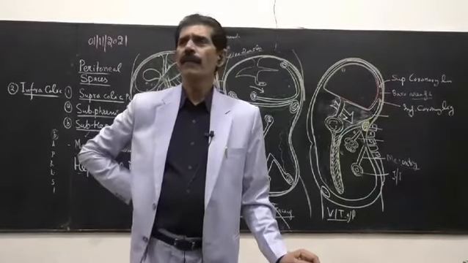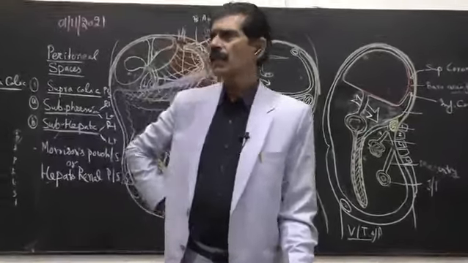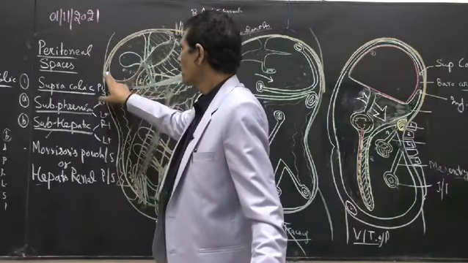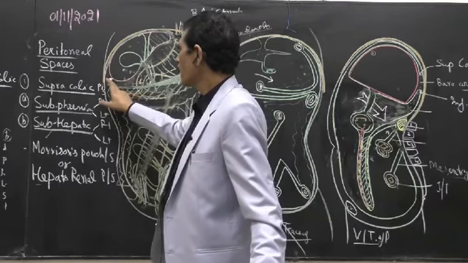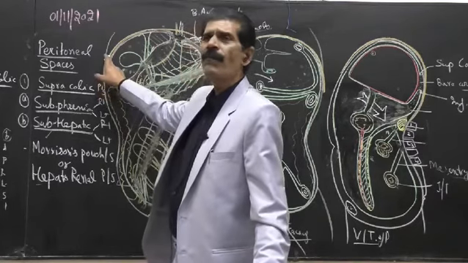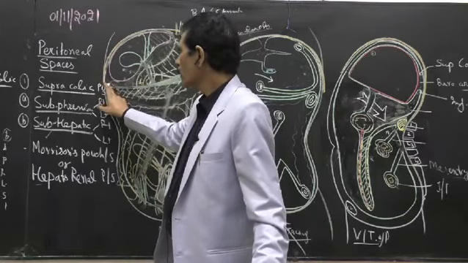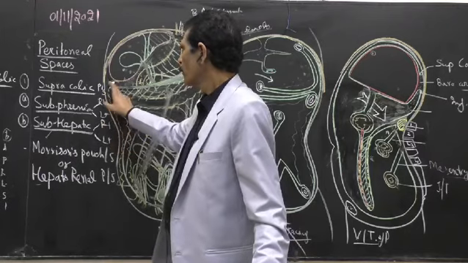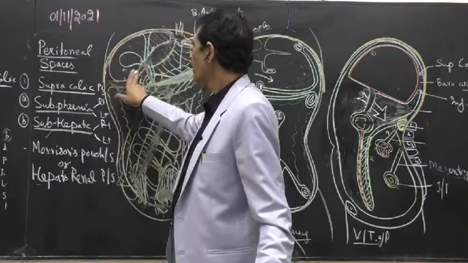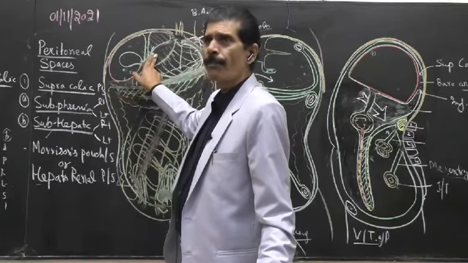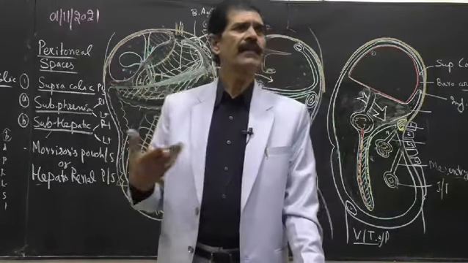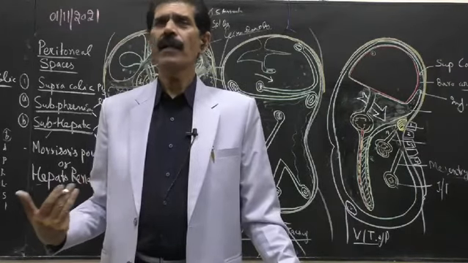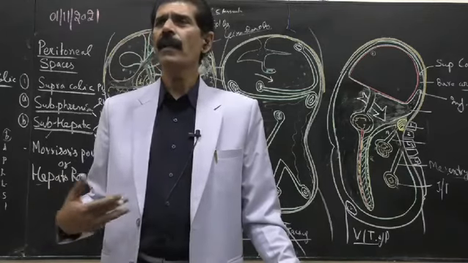Then what is on the right side? This is the right side. This is the space. My hand is in Morison's pouch. On the right side, it is continuous with the right subphrenic space, and below it is continuous with the right paracolic gutter. This is again the space. On the left side, my finger is going into the foramen of Winslow. So the left extent is the lesser sac. That is left. So this is right and left, anterior, posterior.